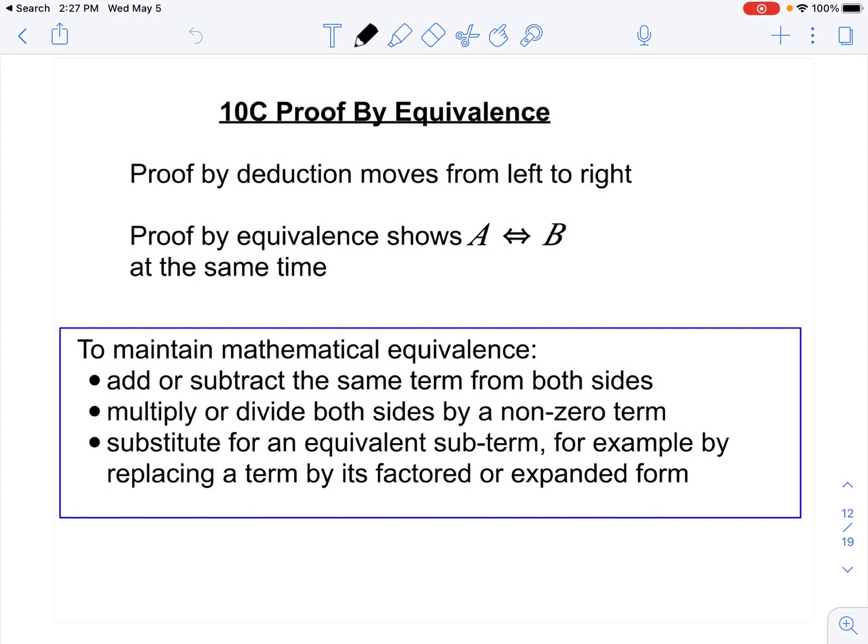A couple things to consider: to maintain mathematical equivalence, you can add or subtract the same term from both sides. You can multiply or divide both sides by a non-zero term. So that's an important thing to remember, that it has to be a non-zero term. It cannot be equal to 0. You cannot divide by 0. You can substitute for an equivalent subterm, for example, replacing a term by its factored or expanded form.